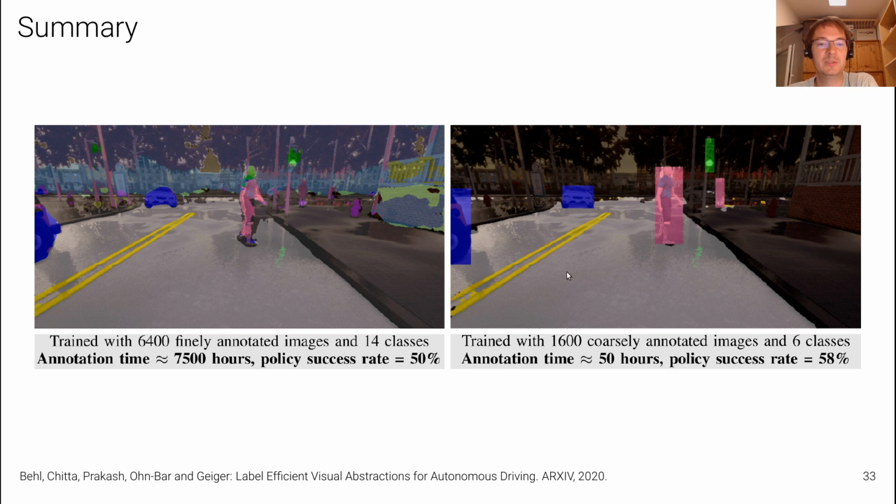This slide maybe summarizes our approach best. On the left, we can see the semantic segmentation obtained from 6,400 finely annotated images with all 14 classes, leading to a success rate of 50% at an annotation time of 7,500 hours. While on the right, we have our efficient hybrid representation that's trained with 1,600 coarsely annotated images on 6 classes in only 50 hours, with a policy success rate of 58%.